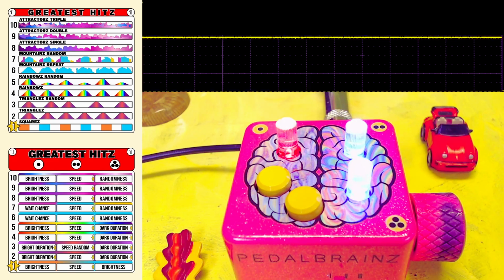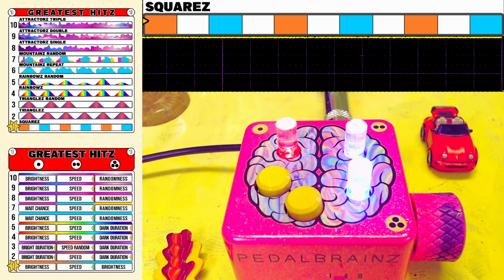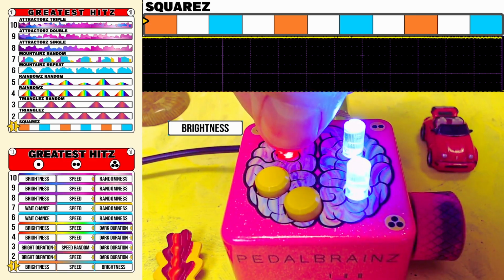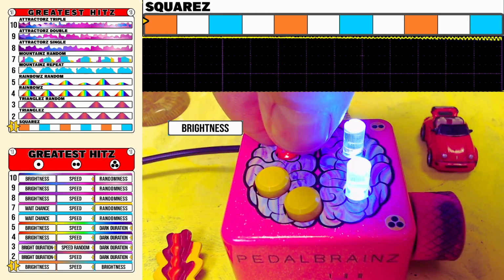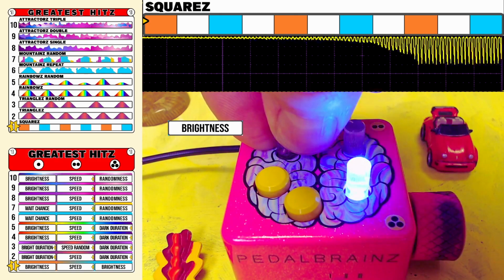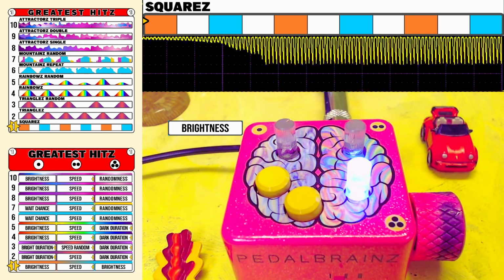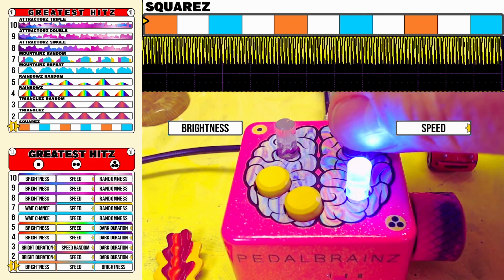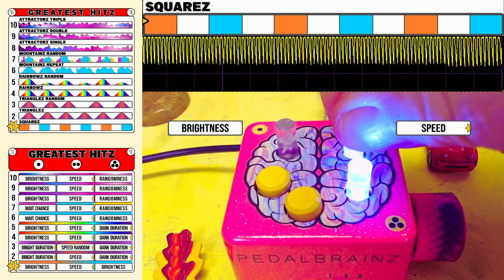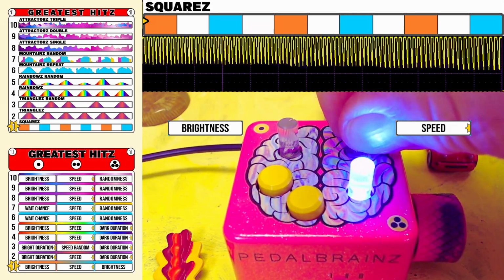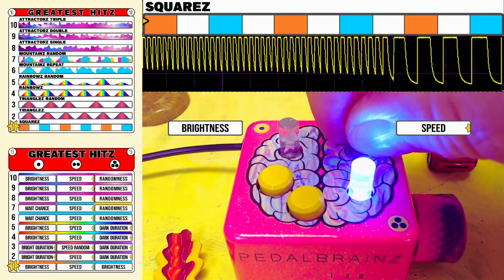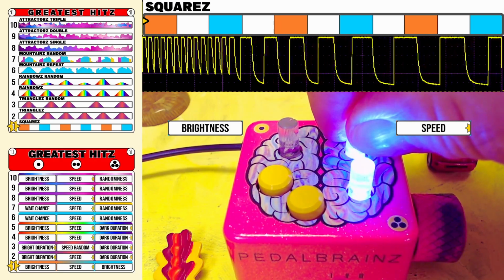Starting with Bank 1, Mode 1 is Squarez mode. Knob number 1 controls the maximum brightness for one side of the square waveform. And as we turn that down, you can hear the effect that it has. Knob number 2 controls the speed that it changes between the orange color, controlled by knob 1, and the blue color, controlled by knob number 3.